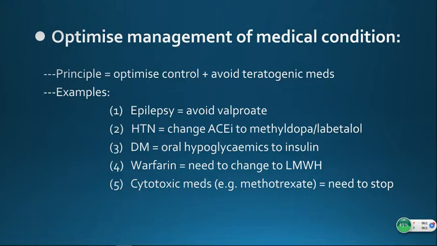Then you would like to ideally optimize the management of the medical condition. The principle will be to optimize control and to avoid teratogenic medications. For example, in the case of epilepsy, you would like to avoid valproate, and if you are changing the medication drastically, you would like to observe the woman for about 6 months to see if they have good control or not. If the woman has hypertension, one of the very common medications used, ACE inhibitor, is a teratogenic medication. So you might want to change that to methyldopa or labetalol.